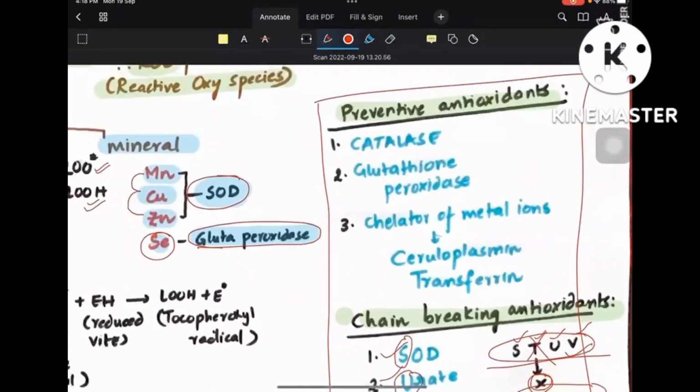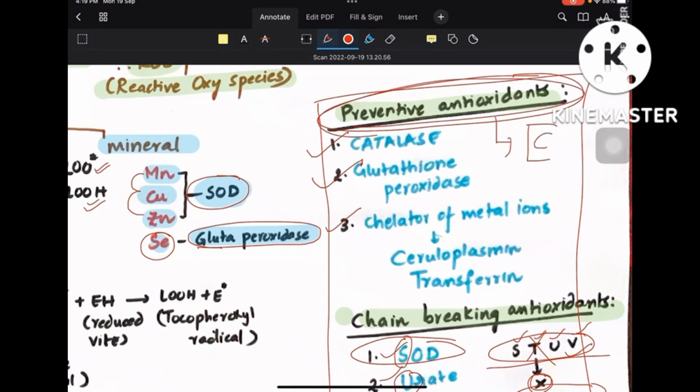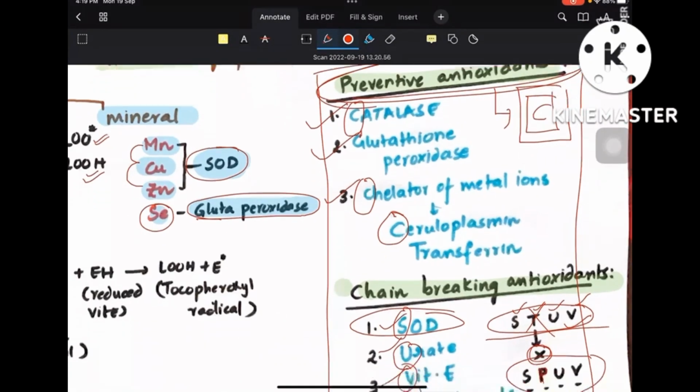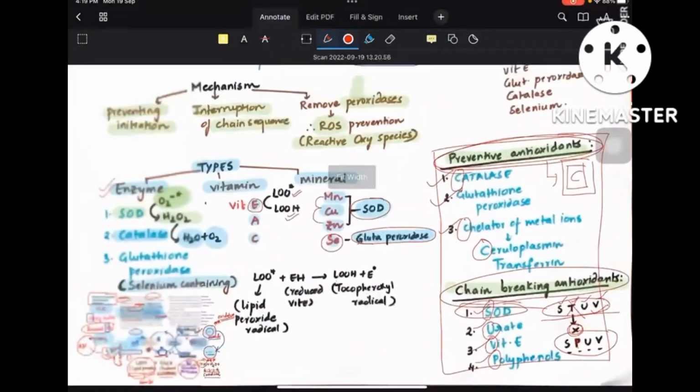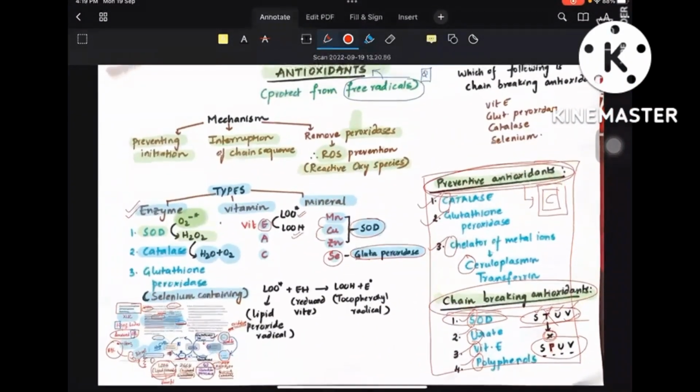Now coming to the preventive antioxidants, the rest all like catalase, SOD is given here, right? So the remaining two enzymes, catalase, glutathione peroxidase, come under preventive, and chelator of metal ions. And here you can remember in one more method that in this preventive antioxidants, I have C, guys, mostly C, like catalase, chelators of metal ions, ceruloplasmin. So everything C comes in preventive antioxidants, and SPUV comes in chain breaking antioxidants, guys. So this completes the topic of antioxidants, all the important points that you need to know.